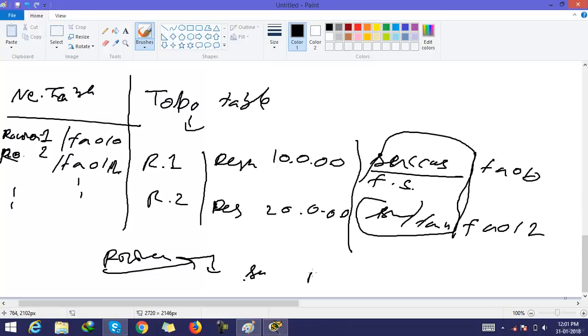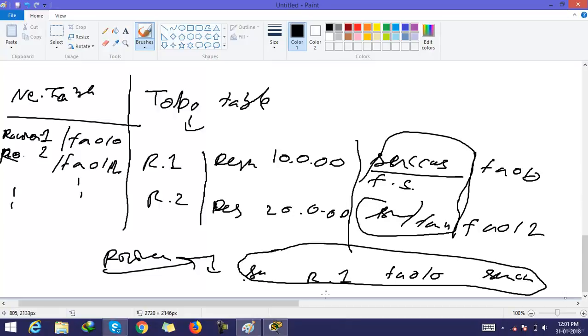Now if we come to the routing table, as you know, the routing table has information about successors only. So the router 1 and the exit interface is FA 0/0 and it is successor. So this is the routing table. These are the differences between these three tables.